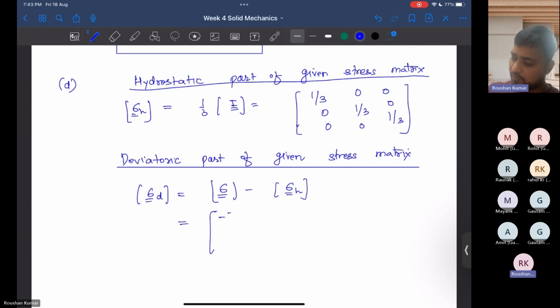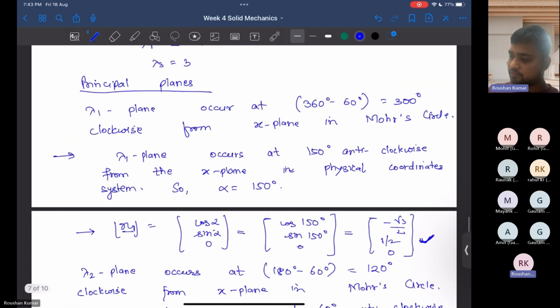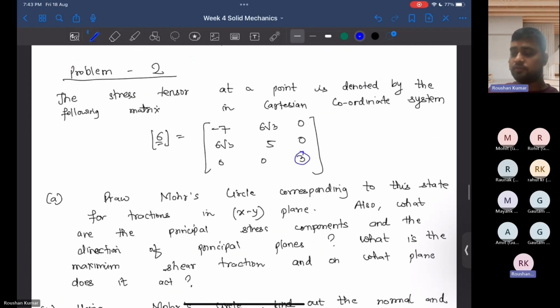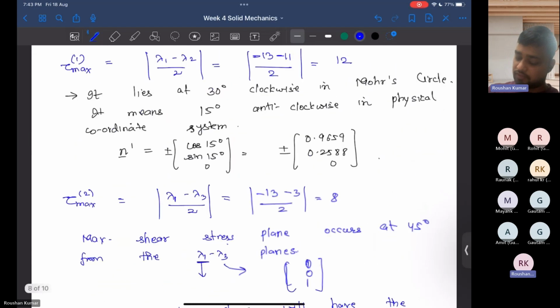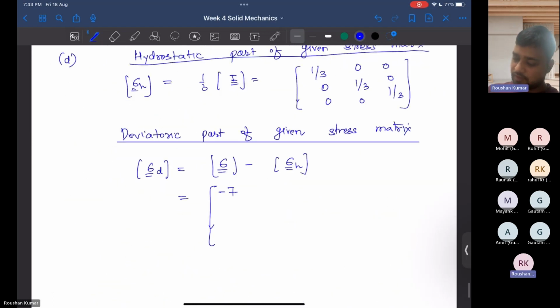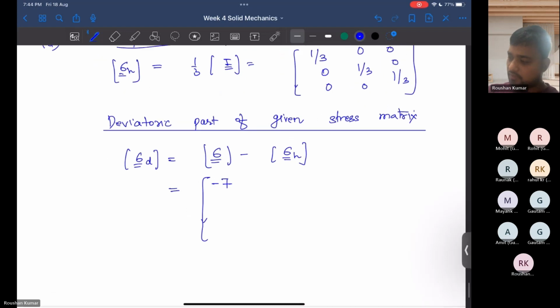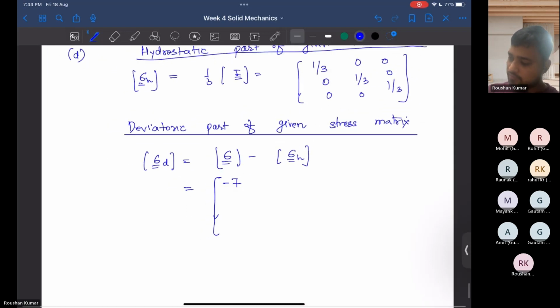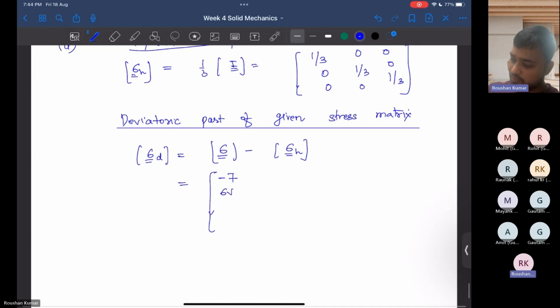First we will write the total stress matrix, that is equal to minus 7, 6 root 3, 0, 6 root 3, 5, 0, 0, 0, 3, and we have to subtract the value of the hydrostatic part, that is minus 1 by 3, minus 1 by 3, minus 1 by 3.